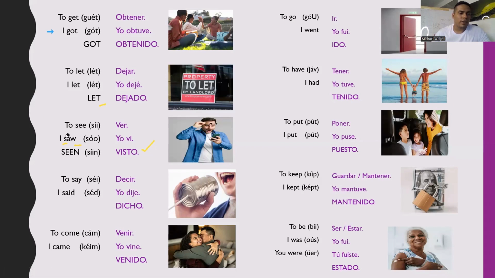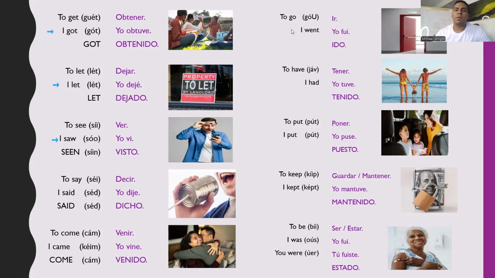So see, that is a verb. You say I saw in past, and seen, visto, in past participle. So we also have to say in infinitive, sorry, say. I said in past, and said, past participle, dicho. To come, I came in past, and come, past participle.